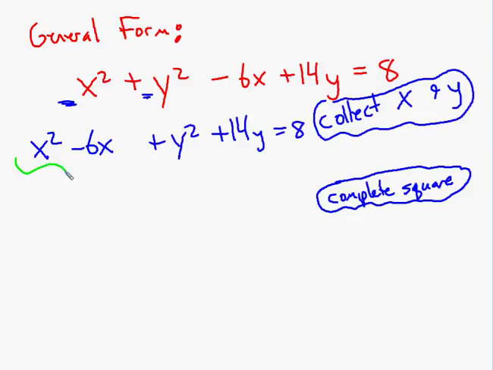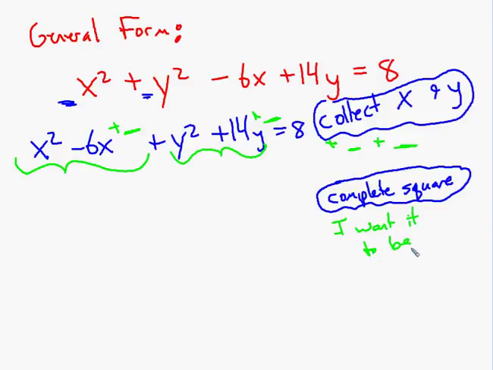So I'm going to complete this square, which means I'm always adding something. I'm going to add something right here, and I'm going to complete this square and add something right here. And then I'm going to add both of those things to the other side, because I can't just add it to one side and not the other. Well, how do I complete the square? I want this to be factorable, such that the terms are exactly the same.